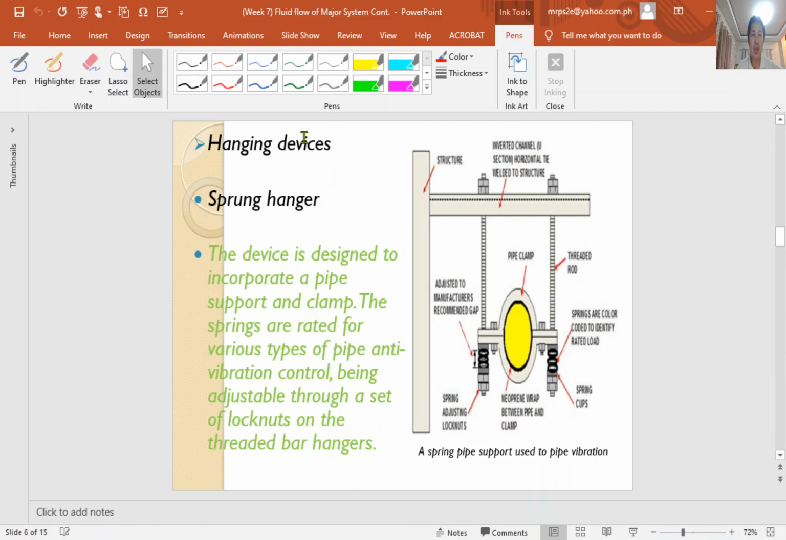So next we have the hanging devices. Why is this called a hanging device? As you can see here in the drawing, it is in the hanging position. This is called a sprung hanger, where there is a spring. The device is designed to incorporate a pipe support and clamp. The springs are rated for various types of pipe, with anti-vibration control being adjustable through a set of lock nuts on the threaded bar hangers.